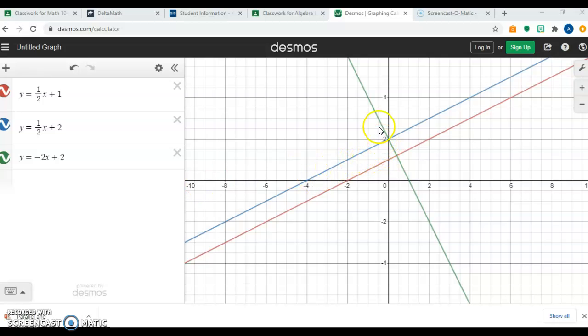So you should notice that the green line is perpendicular to the blue and the red line, and the slope is the opposite, meaning these guys are positive, and so this one is negative, and the reciprocal, meaning that I flipped the fraction over. So instead of being 1/2, it is now 2/1.